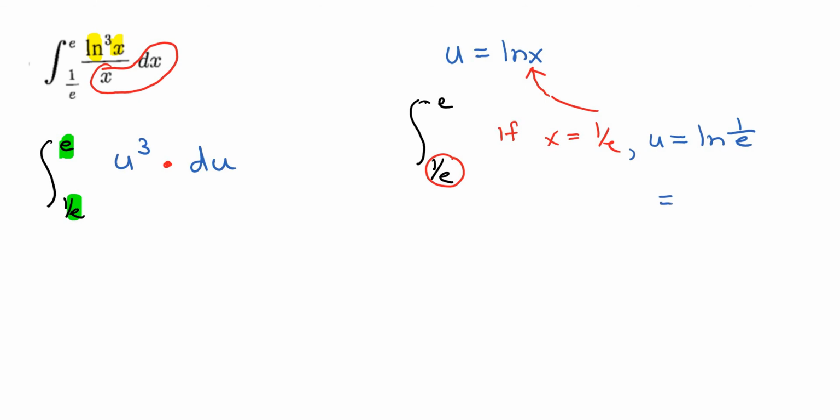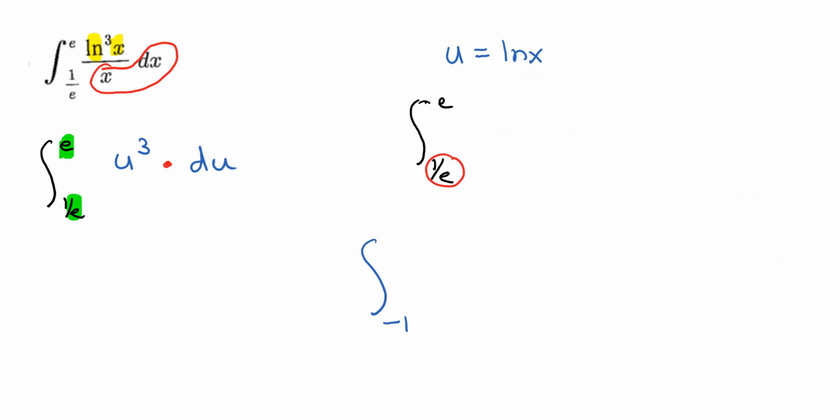Now, in order to simplify this, if you're dividing and using your logarithmic rules, this is the same thing as subtracting them. So this would be ln 1 minus ln e. And I know ln 1 is 0, and I know ln e is 1. So 0 minus 1 is going to be negative 1. So my new lower boundary is going to be negative 1. Okay, so let me just erase all that.